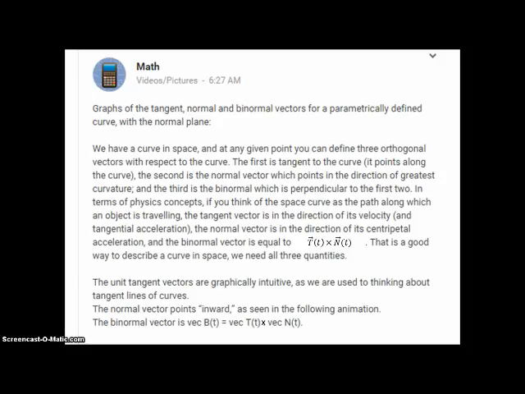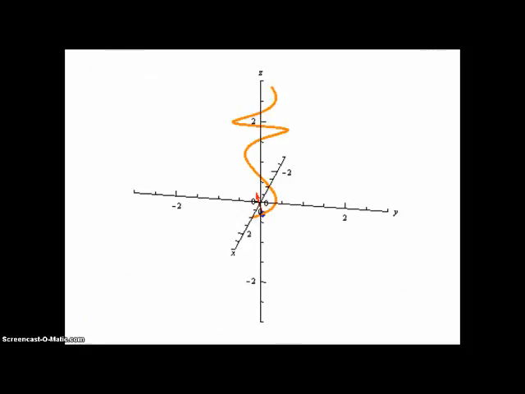The unit tangent vectors are graphically intuitive because we're used to thinking about tangent lines of curves in single variable calculus. Now the normal vector points inward as seen in the following animation. We didn't really specify that before, but inward would be towards the greatest curvature. So let's just take a look at that animation one more time.